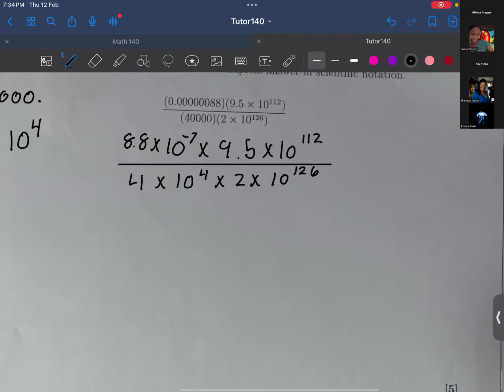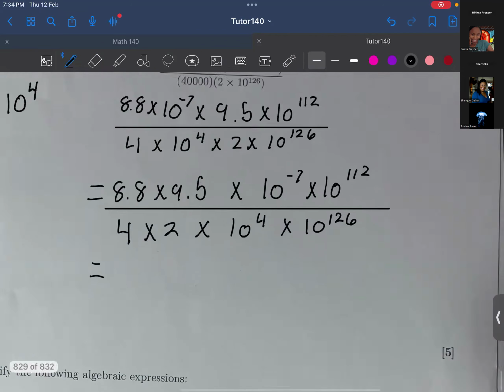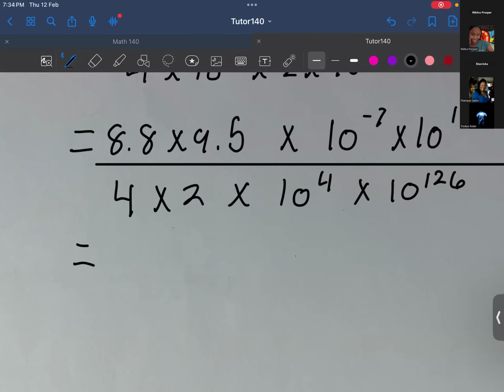Okay, so now we're just going to switch our numbers around a bit. So 8.8 times 9.5, because we're going to multiply all the 10s with each other and then all the other numbers with each other. So 4 times 2 times 10 to the power of 4 times 10 to the power of 126. So now we're going to multiply 8.8 by 9.5. So 8.8 times 9.5, that's 83.6 times.